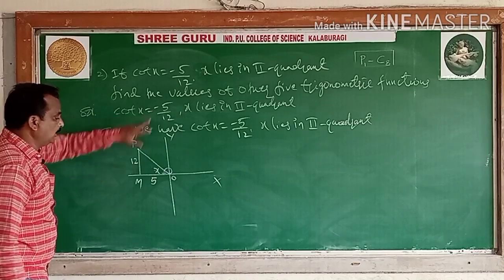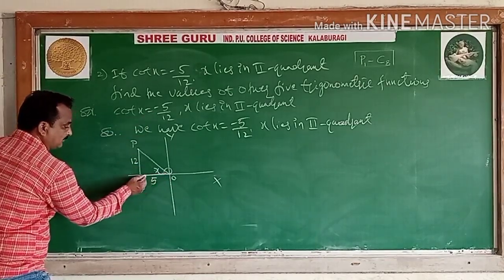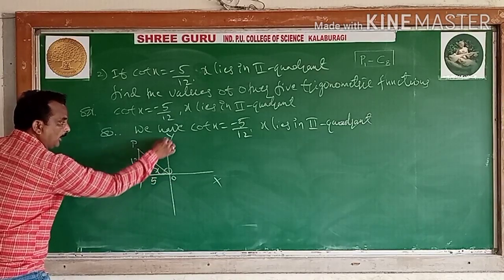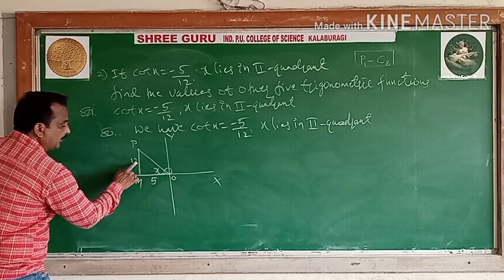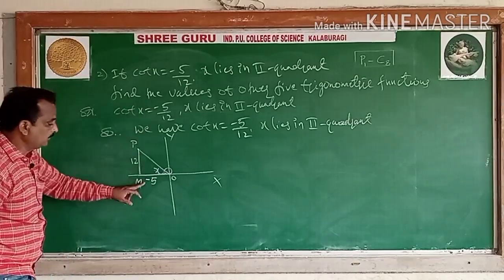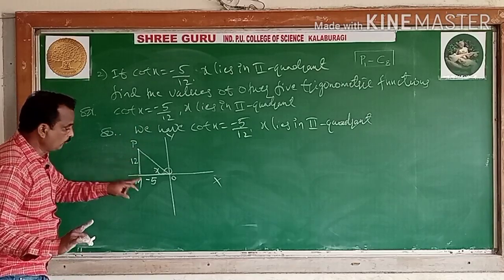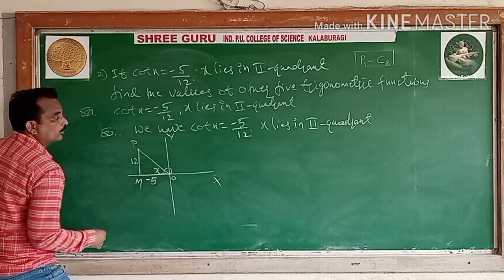In the 5 and 12, 5 is the x value because it is on the x-axis, and 12 is the y value, the perpendicular. In the second quadrant, y is positive and x is negative. So you should take the negative sign for 5. 12 is not negative, only 5 is negative. Clear, all of you? What you have to find is the hypotenuse.